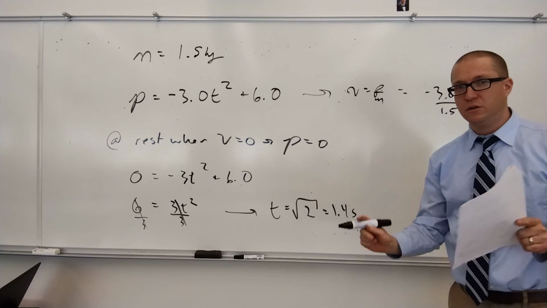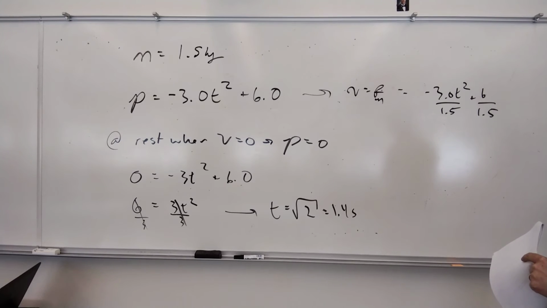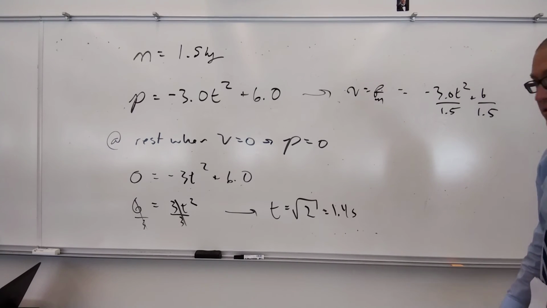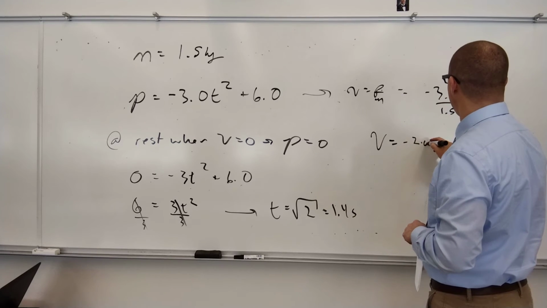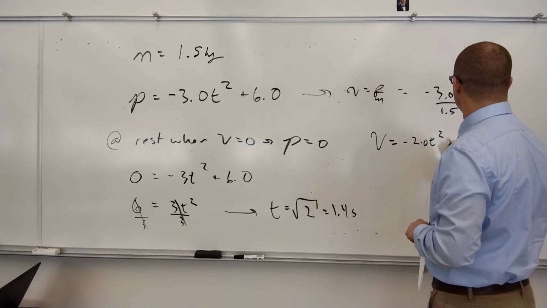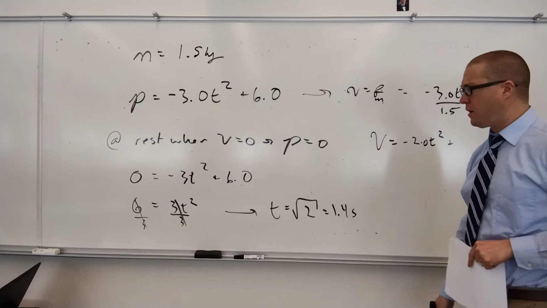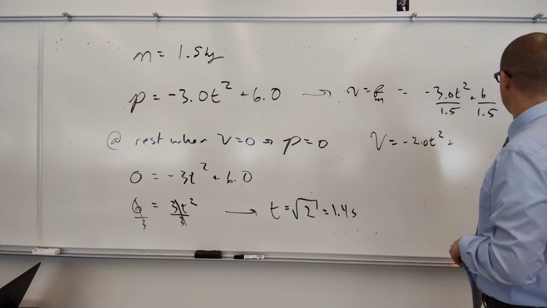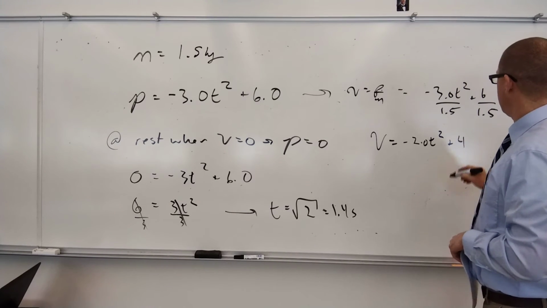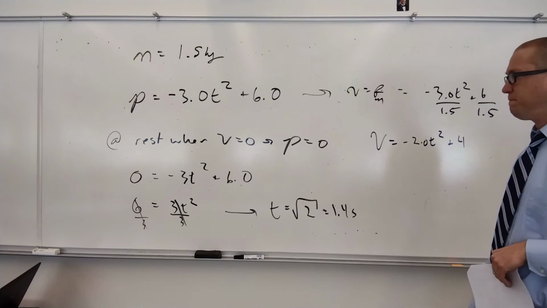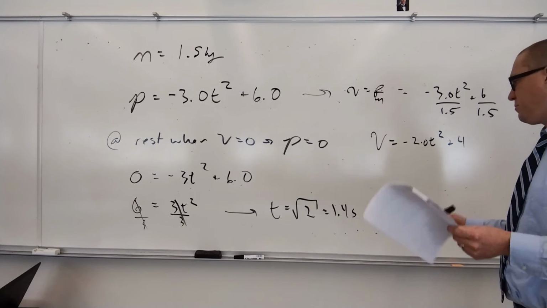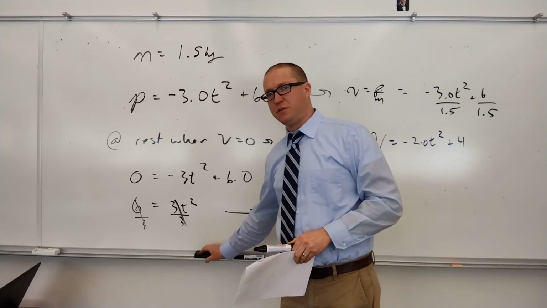All right? Literally divide each term by 1.5. Divide out the mass, and you have the velocity function. So negative 2.0 t squared plus 6 divided by 1.5 must be 4. All right, so that's actually the velocity function. That's kind of fun, right? But anyway, most people don't think about doing that.